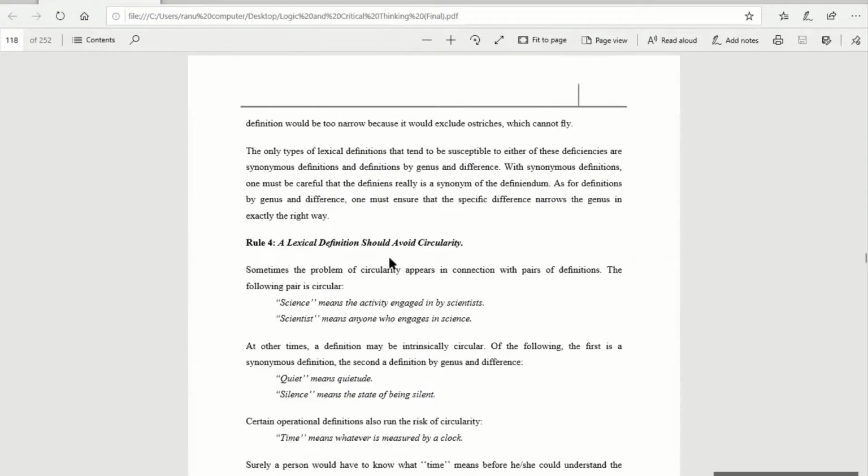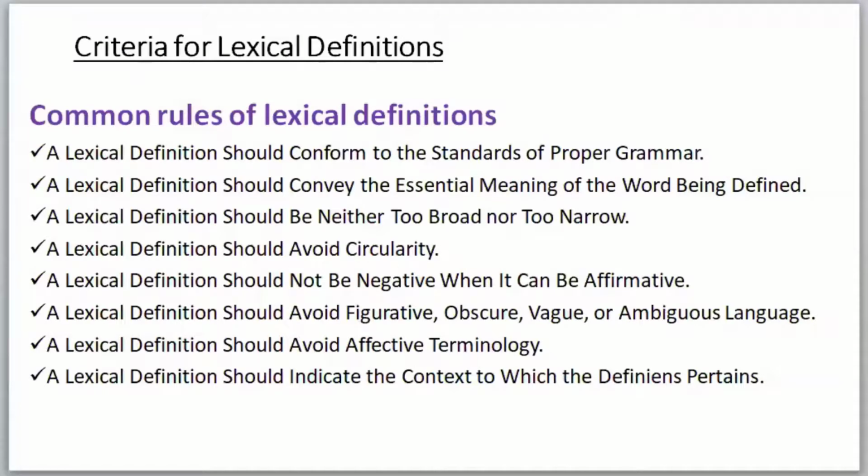Okay, the fourth rule that we use is that we should avoid circular definition in the case of lexical definition. For example, if we want to define silence, science, or other terms, we should not define them in a circular way. Circular definition means defining a term around itself, repeating that word again and again.